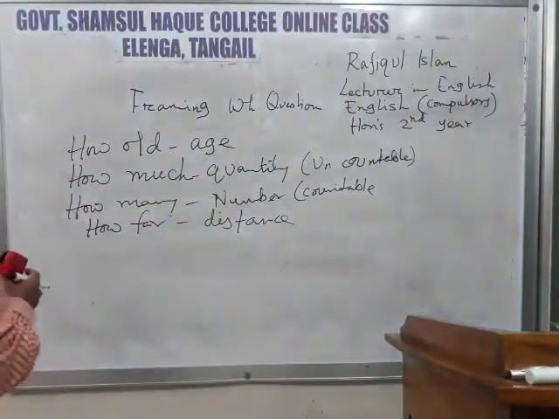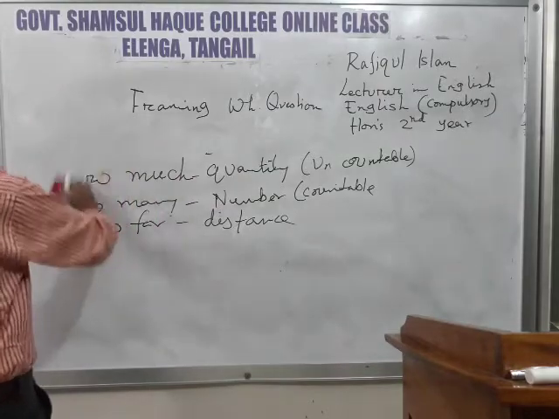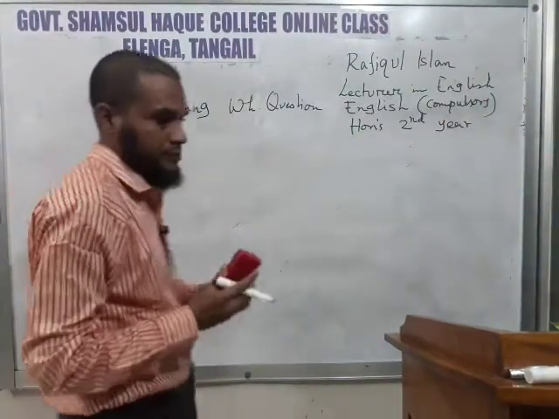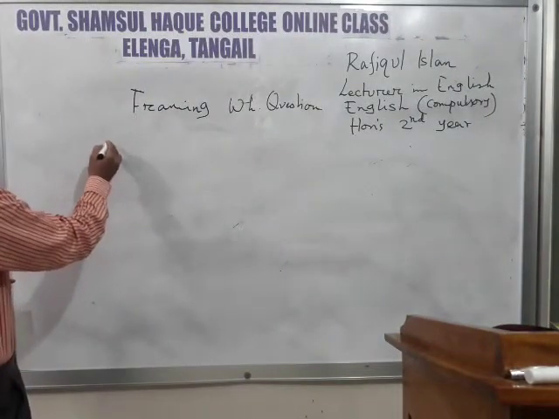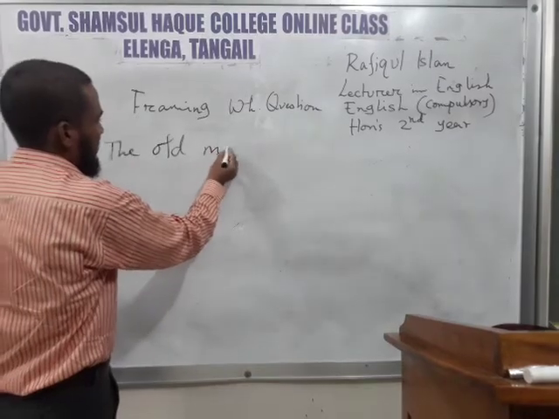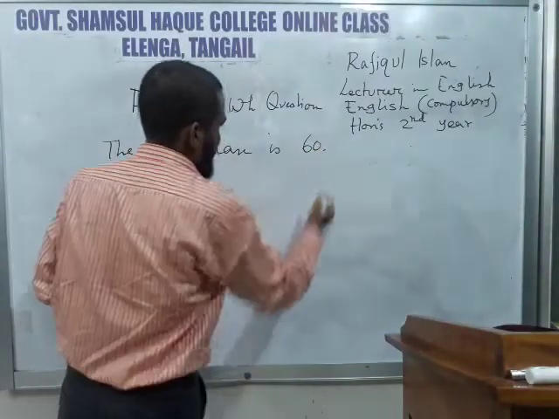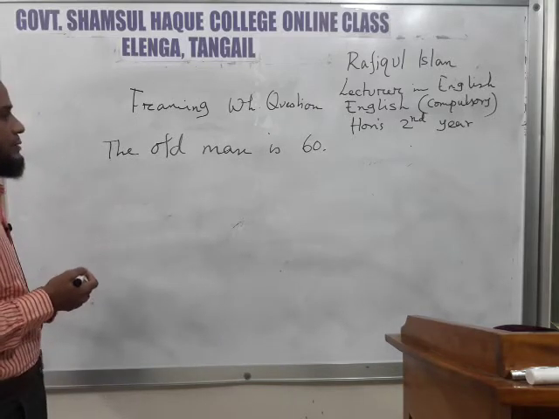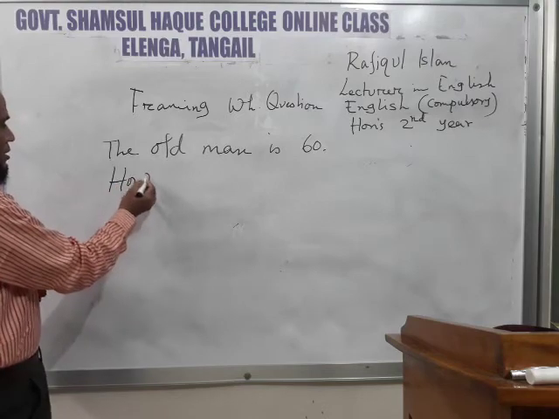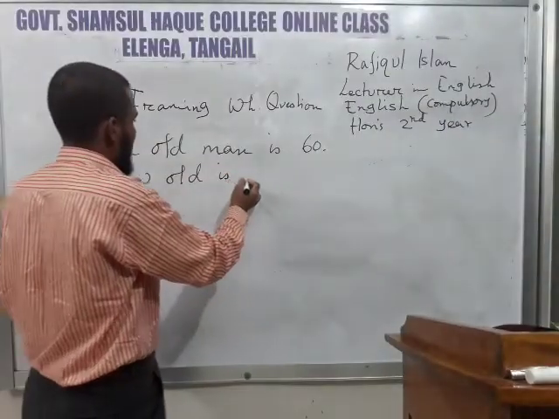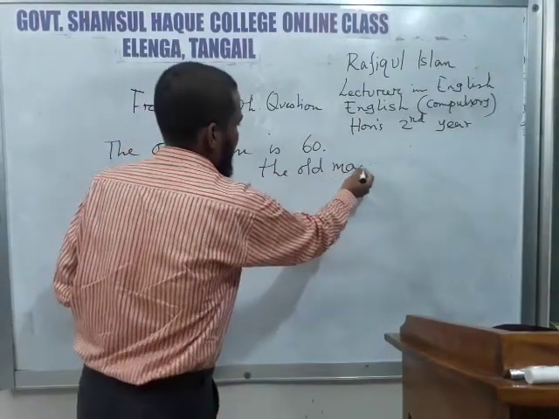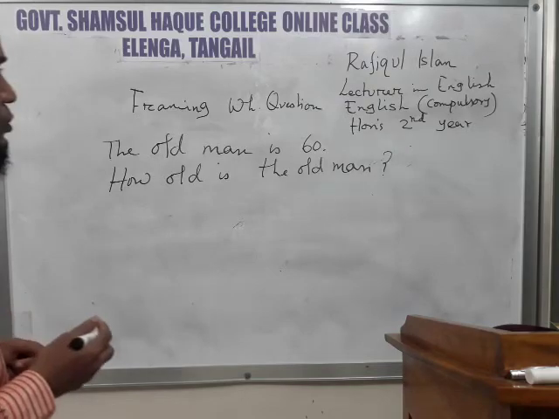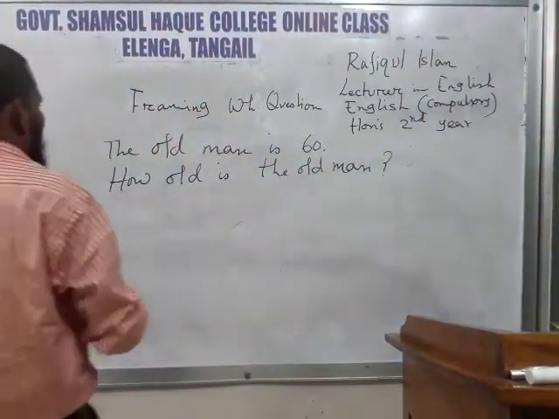Now, there are some other rules also. Here you can see a statement. The old man is 60. To frame this statement into a question, we need how old is the old man. Here to put a note of interrogation is a must. You need to put it. Otherwise, the number will be deducted from the total marks.